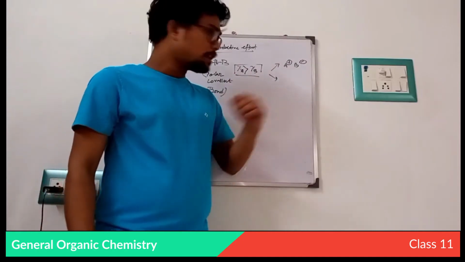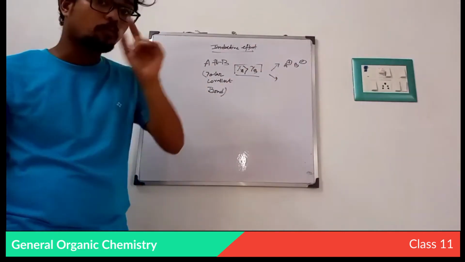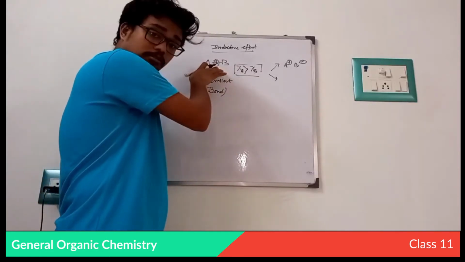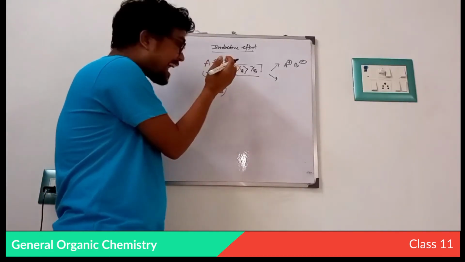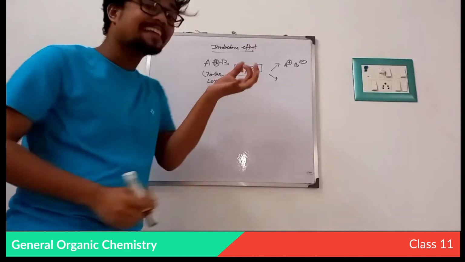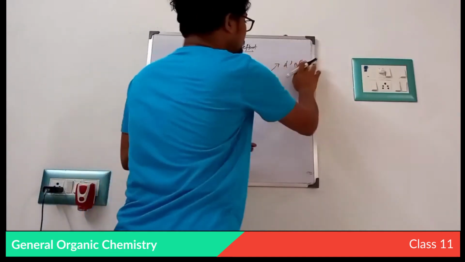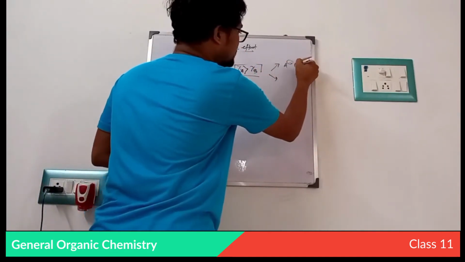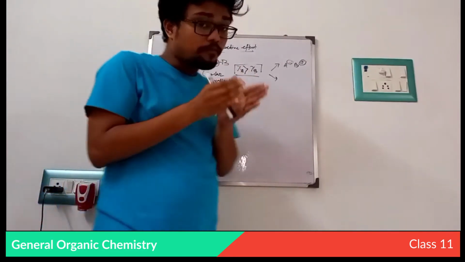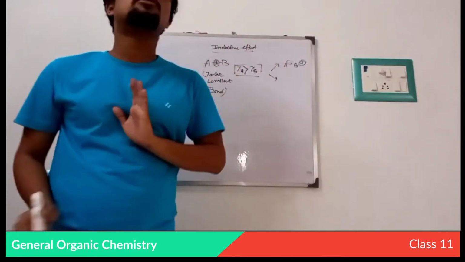But does it actually happen? No. Why? Because in this case, the electron density will be attracted, but the bond will not break. Only the attraction occurs. Full negative charge or full positive charge cannot be created. Full negative charge or full positive charge is created only when the bond will break. But in this case, the bond will not break.